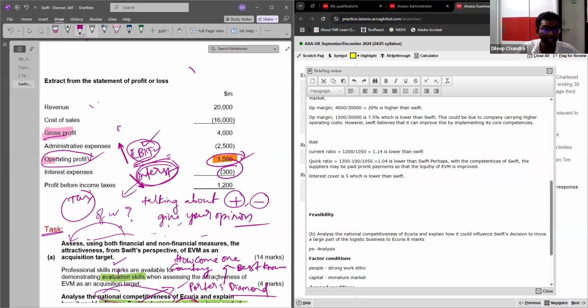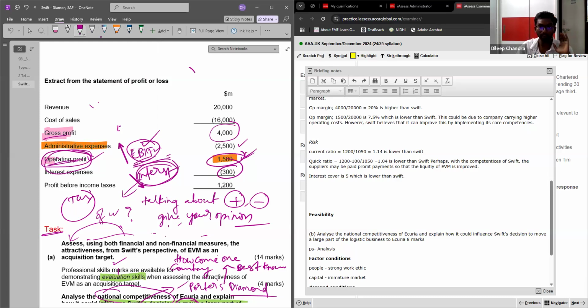How did this EBIT arrive? This EBIT, or operating profit, has arrived after deducting the administrative expenses, right? From 4,000, 2,500, more than 50%, is going towards administrative expenses only. That is why your PBIT or EBIT has reduced.